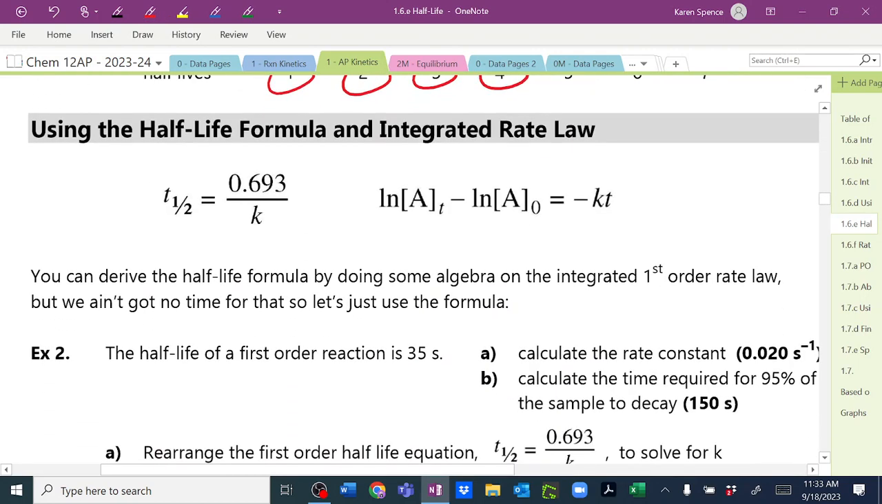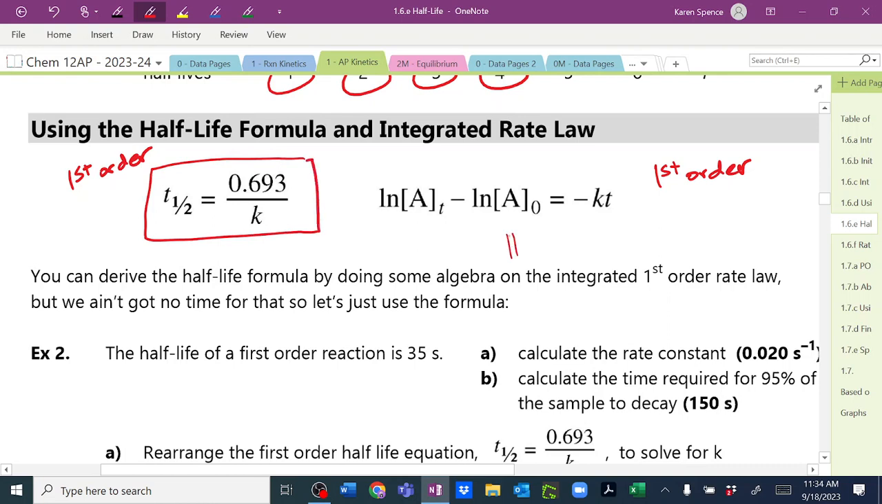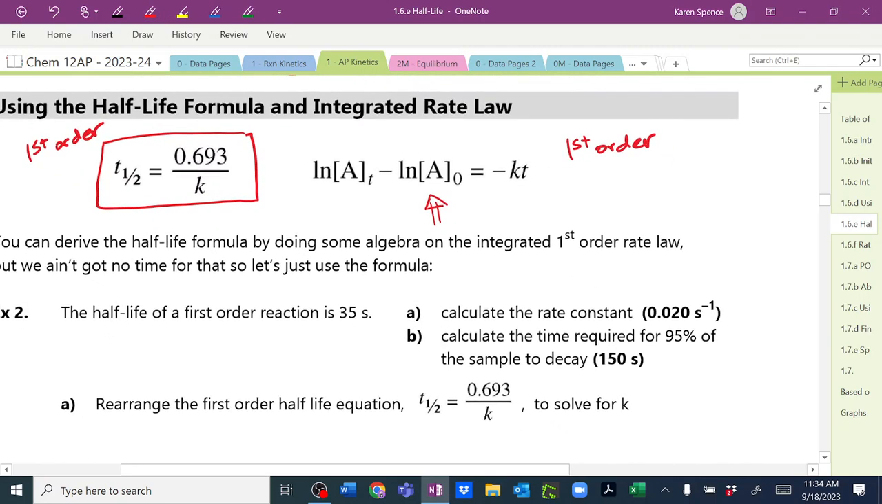Using the half-life formula and the integrated rate law, and remember this is for first order, this is our first order integrated rate law. You can derive the half-life formula, this one here, by doing some algebra on this integrated rate law, which is what you were talking about with the e and everything, but we don't have time for that. If you are interested, you can do that on your own. We're just going to go ahead and use the formula as given.